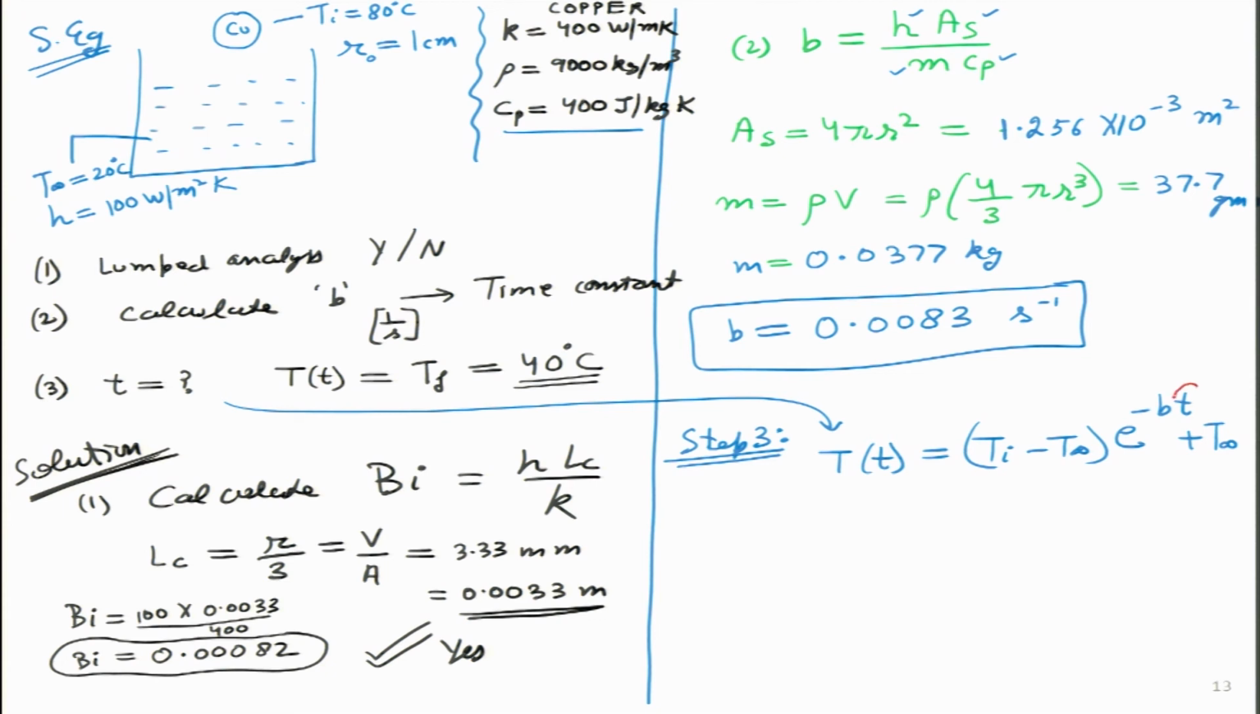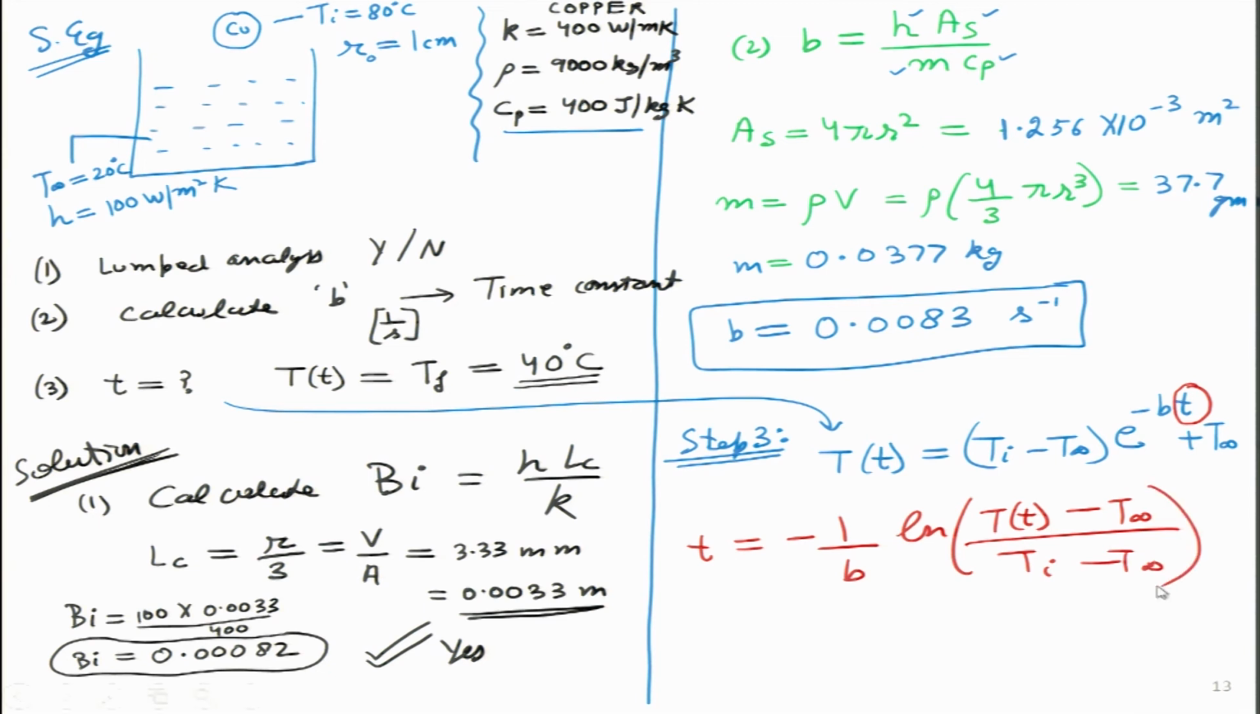From here I will be able to figure out what is the value of time by just moving around certain terms, and it turns out to be minus 1 by B natural log of T, that we want it to achieve after a particular time, subtracted with T infinity, divided by Ti minus T infinity. So, we can recheck whether there is any error or not. I can substitute all these values in. So, very quickly let me go ahead and do that. So, it is 0.0083, then there is a natural log.